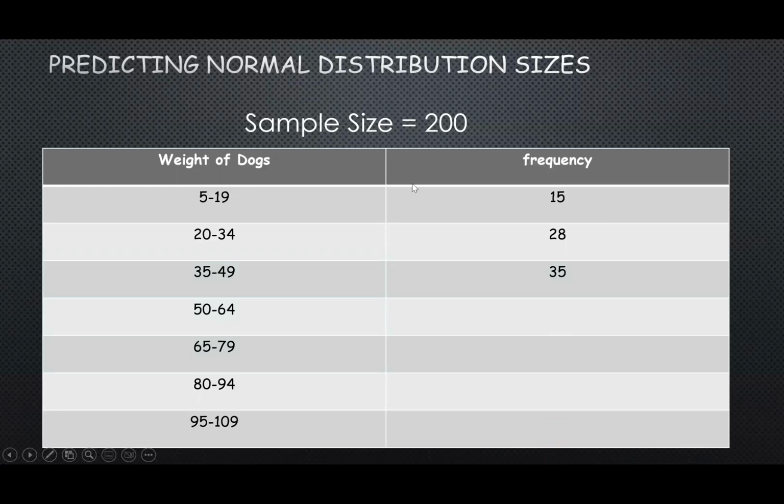So let's take a look at this. We can actually use this table to predict normal distribution sizes. So if we know our sample size is 200, and this table shows the weight of dogs and their frequency. So we sampled 200 dogs, and 15 of them had a weight between 5 and 19 pounds. 28 of them had a weight between 20 and 34 pounds.